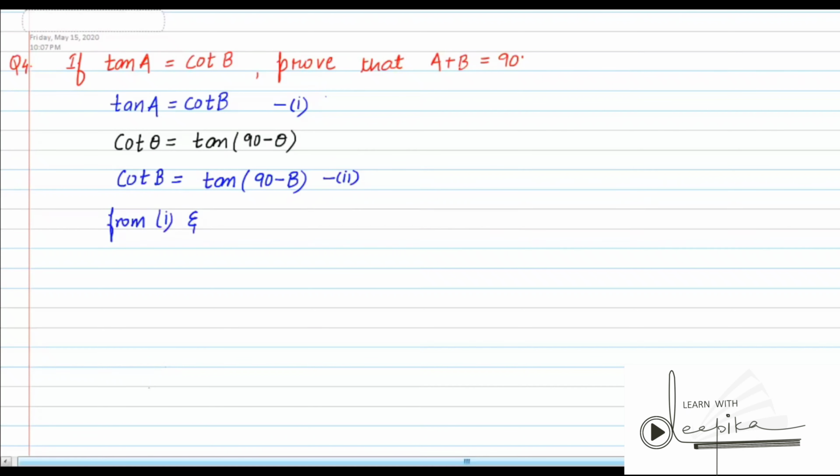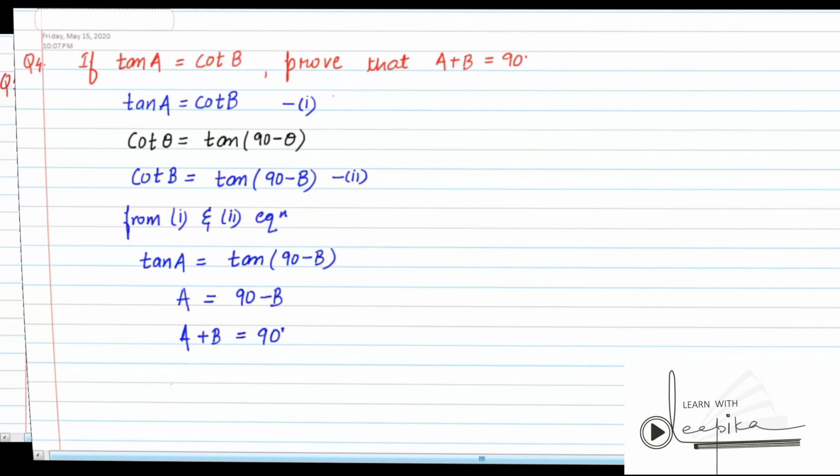From first and second equation, you can write tan A is equals to tan 90 minus B. If tan A is equals to tan 90 minus B, then their angles A and 90 minus B are also equal. Now I'll shift B to the left hand side, so this will become A plus B is equals to 90 degree. So we have proved that A plus B is equals to 90 degree.